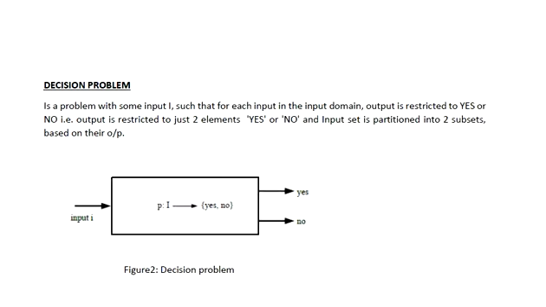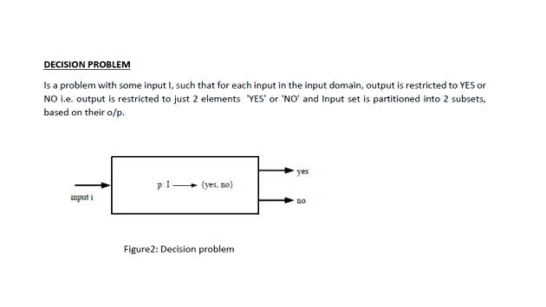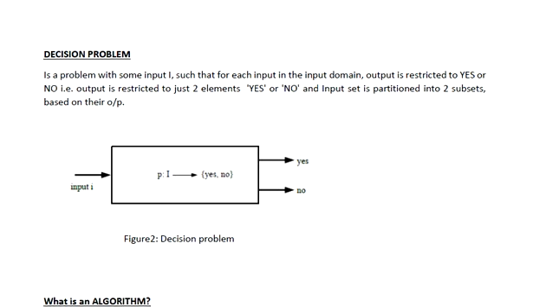Now, what is a decision problem? A decision problem is a problem where we have inputs in the input domain. For each input in the input domain, the output is restricted to yes or no. Depending on the output, the input set is partitioned into two subsets. You can see in the figure that we have input and P is the mapping from I to a yes or no output. It's called the decision problem.